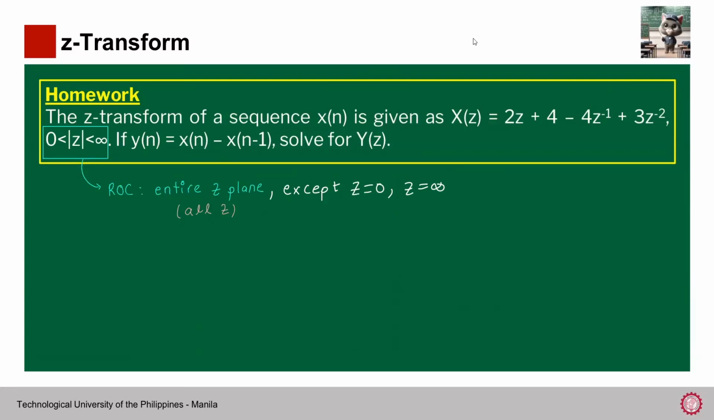Okay? Exclusive. Well, anyway, ang hinahanap dito sa question na ito is y of n, which is actually, if y of n daw is x of n minus x of n minus 1, we're asked to solve for y of z. So again, this is a property-based question. So key in your answers, guys, in the comments section.